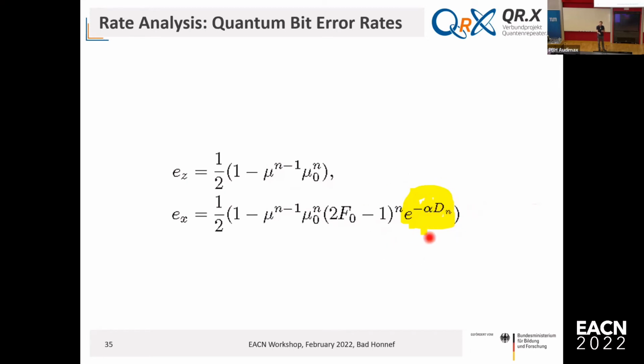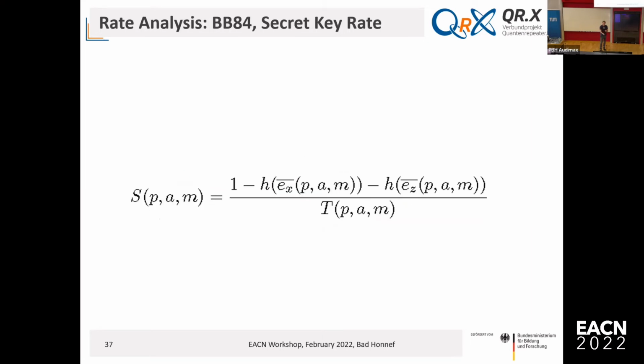But let's assume that this is just 1. The F naught is 1, then we also have a mu cube here. So they're the same, 1 minus mu cube. Which means we would have the 11% here and the 11% here, and that goes into here. And we don't even have to average without the dephasing.